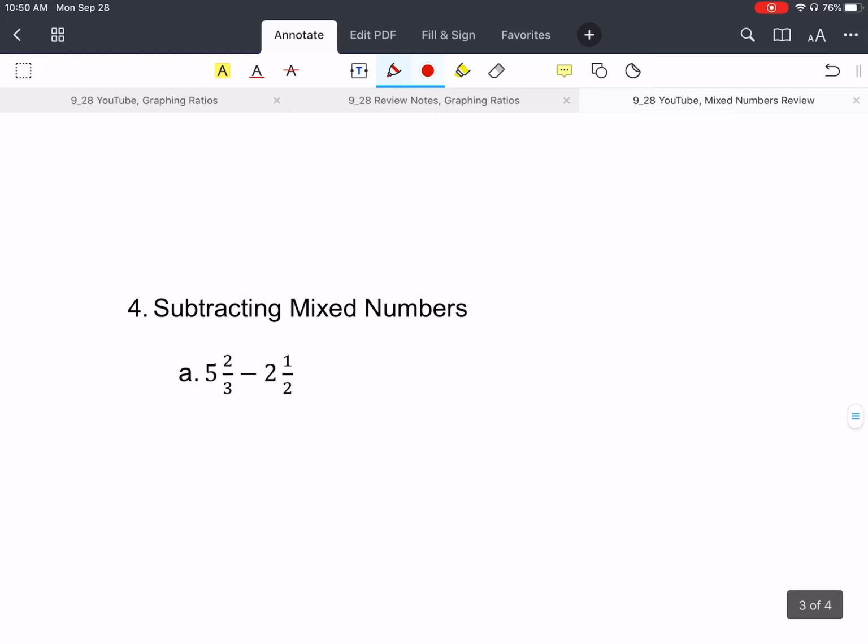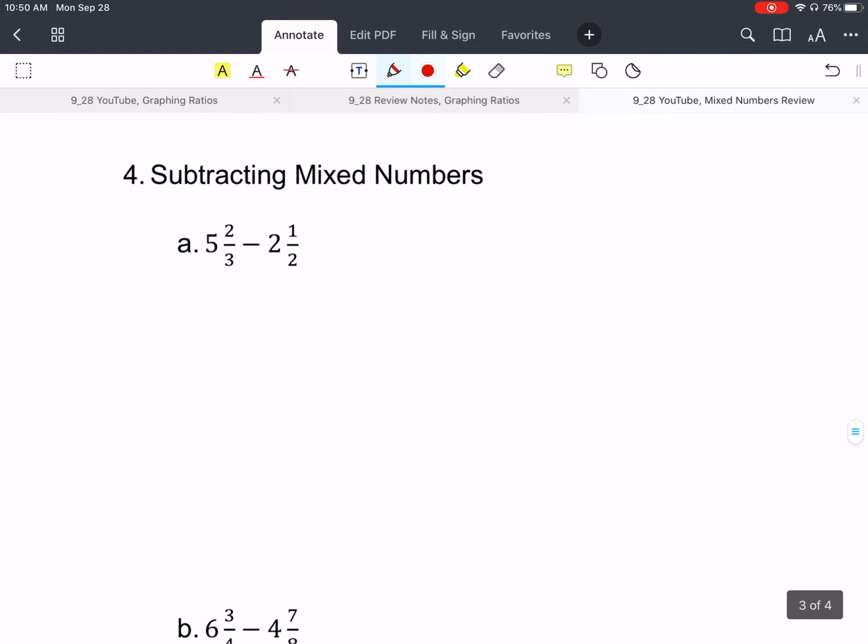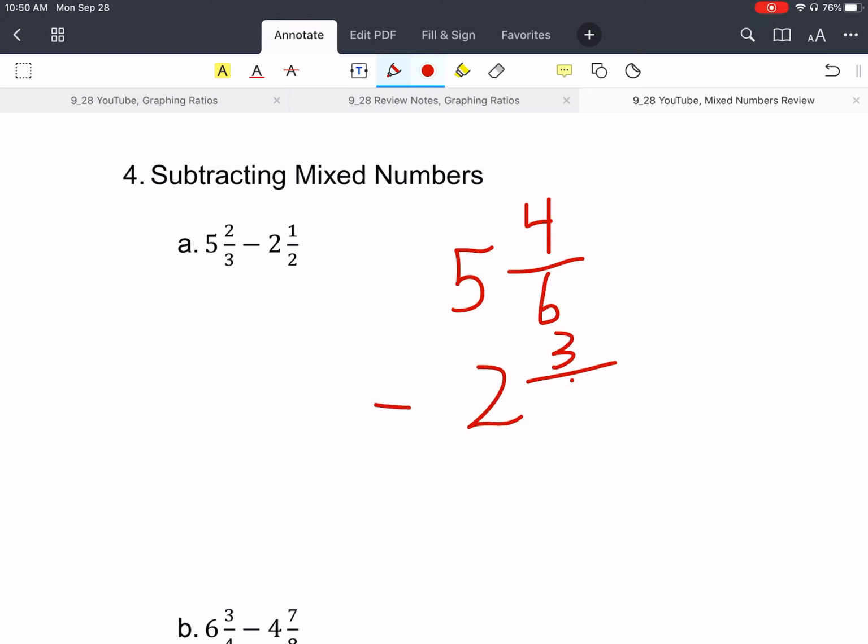Moving on to subtraction, same idea. I need a common denominator, which for this problem, 4a, is 6. I have 5 and 4/6 minus 2 and 3/6. Important to remember that we're subtracting this time. 4/6 minus 3/6 gives us 1/6. 5 minus 2 is 3. Finding a common denominator needs to be something that you can do quickly.